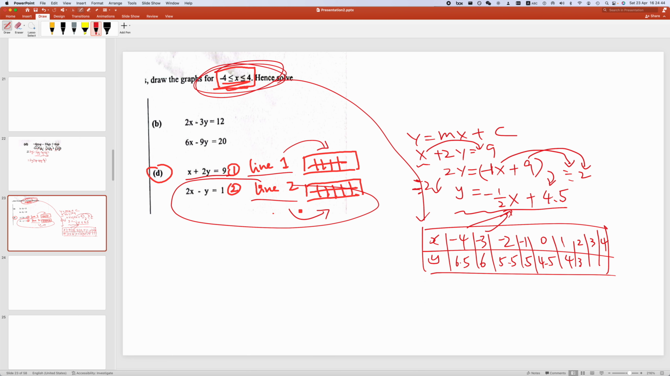So now I think you can plan, right? Why can you plan? I need to have x from minus 4 to 4, right? Yeah. Then for the y, do you need the negative value? Do you need the negative value for y? No. Yeah, so negative value for y is not needed.